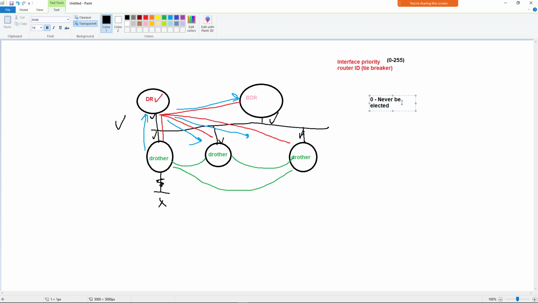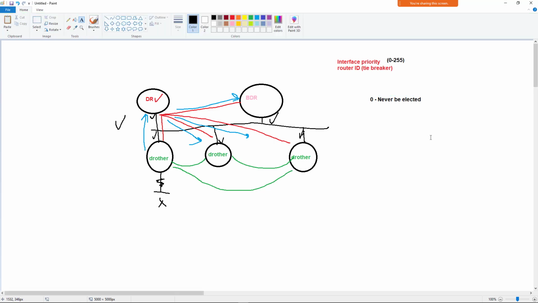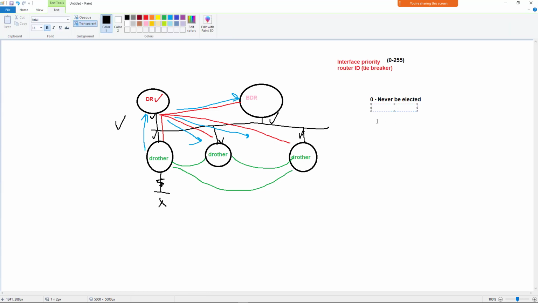So if I want to ensure that maybe I've got a router on this segment that's really old, doesn't have a lot of processing power, it's slow or whatever, I would use 0 on that router to make sure that it never gets elected as the chief, because it wouldn't be able to process all the information that needs to be processed. 1 happens to be the default priority.